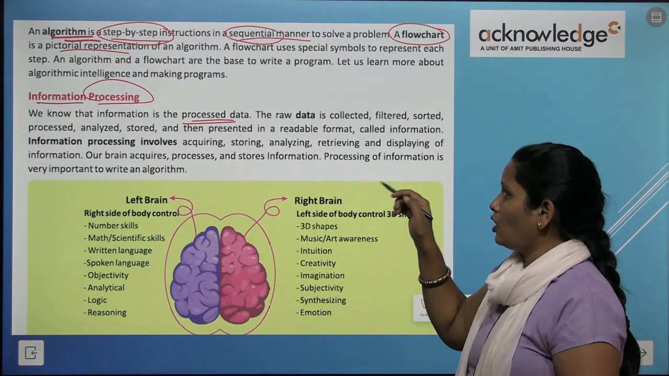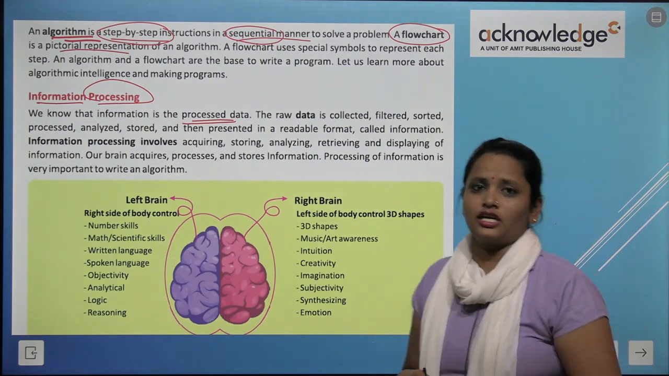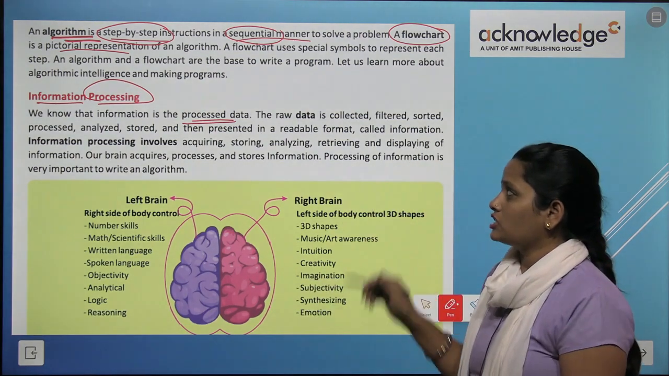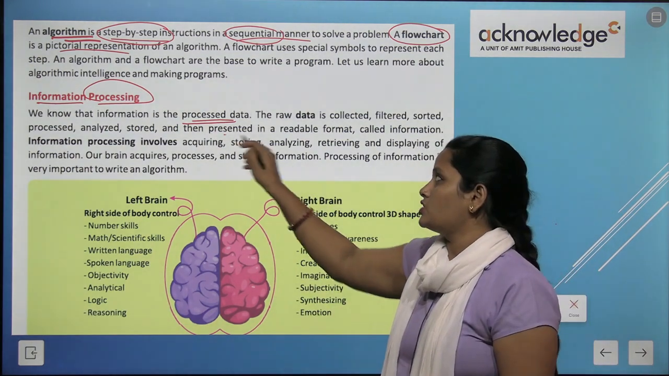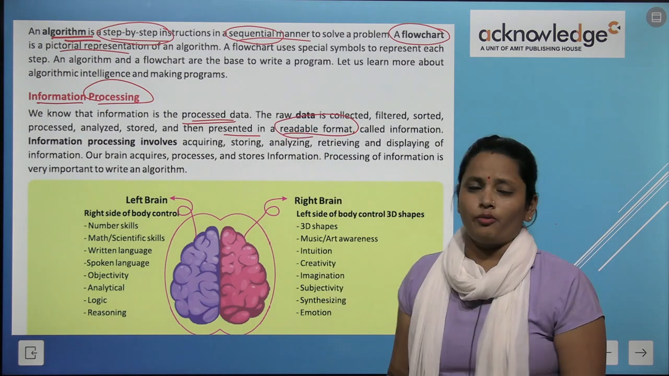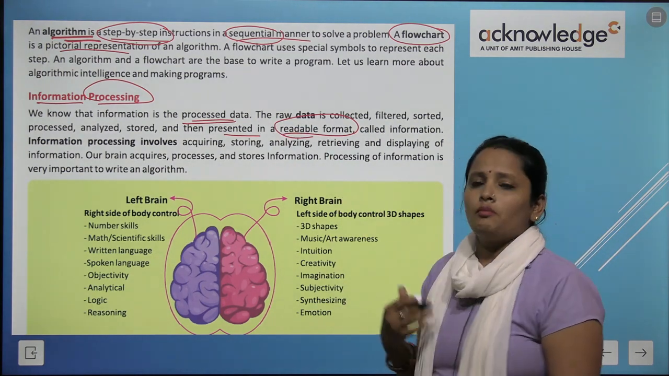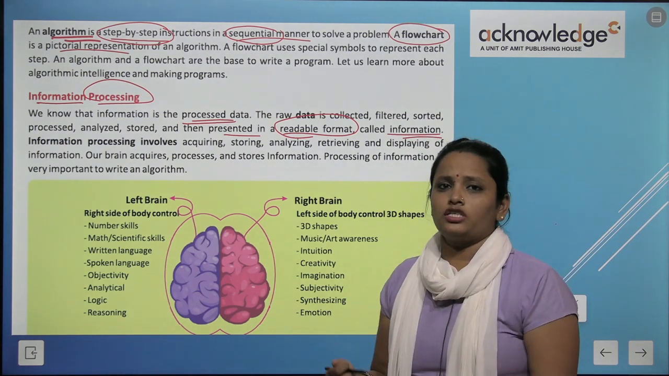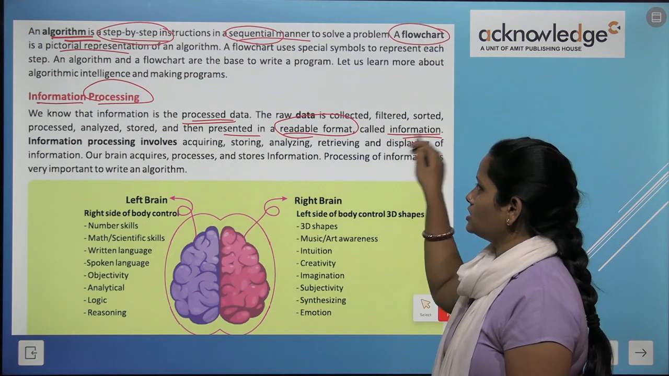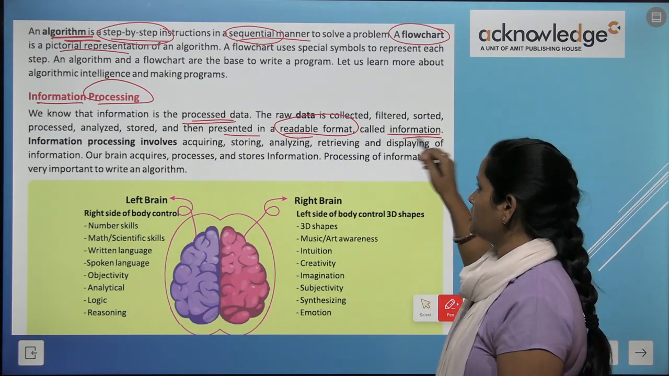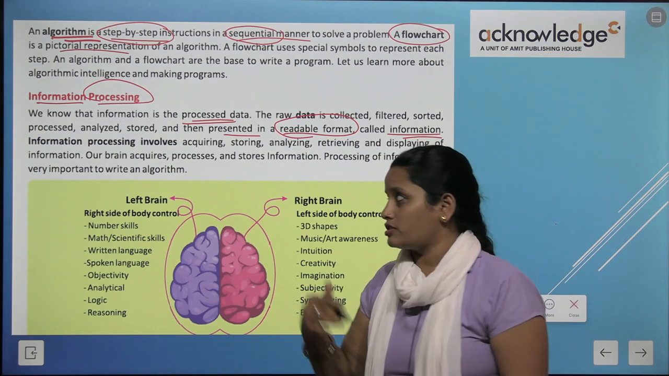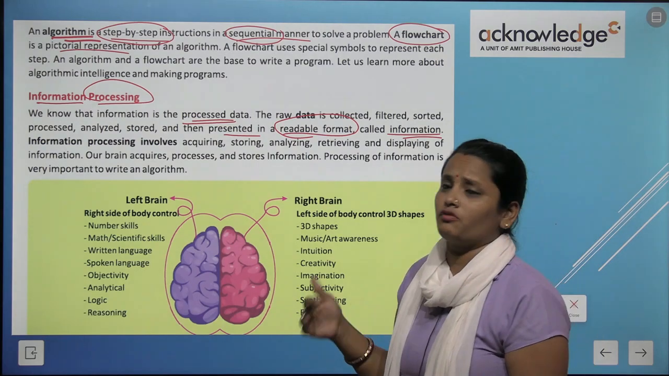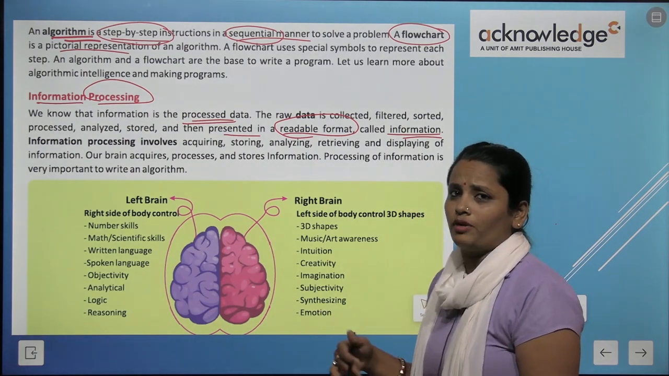The raw data is collected, filtered, sorted, processed, analyzed, stored, and after that it is presented to us in a readable format, a format in which we can read it, and that data reaches us through the computer. This is called information. So what is information? All these things: the raw data is collected, filtered, sorted, processed, analyzed, stored and then presented in front of us in a readable format.